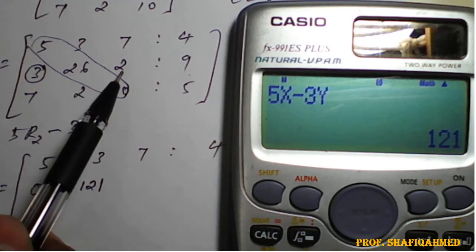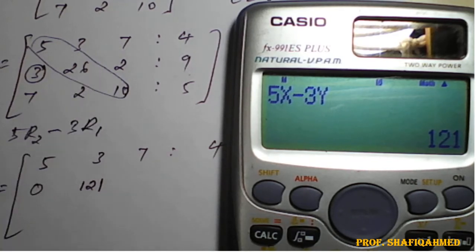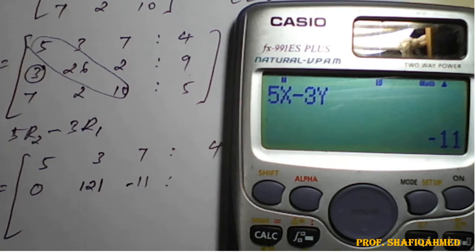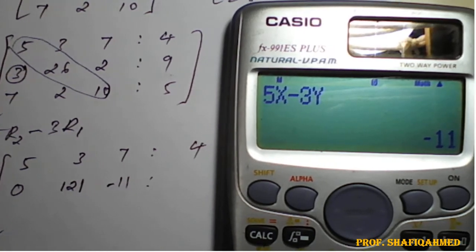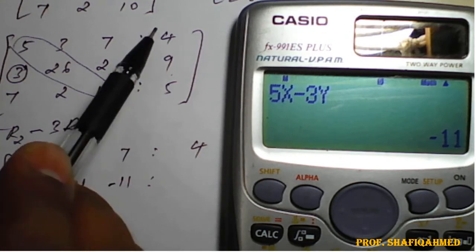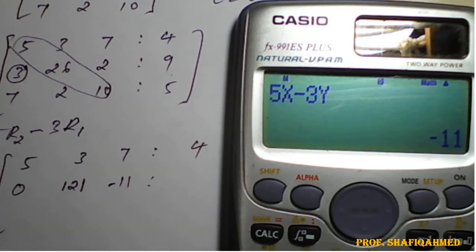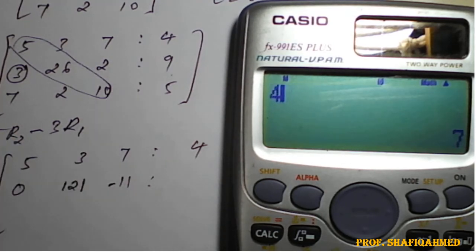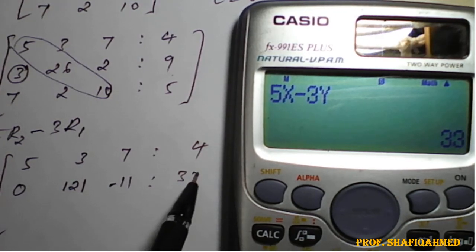Next, x value is 2, y is 7. Answer is minus 11. So minus 11 equal to, next, x value is 9, y value is 4. So it is showing 33. So write 33.